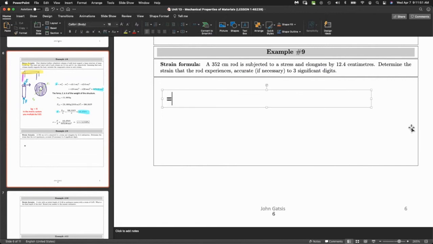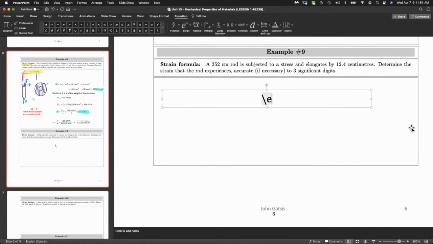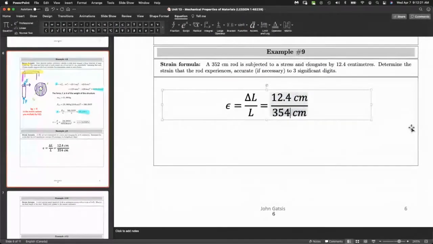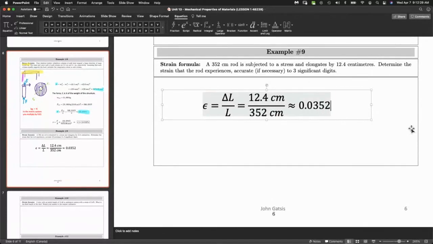So let's do the calculation. The Greek letter here is epsilon. That's the Greek letter for strain. You can just write the letter E if you're lazy, but I like to use the right letter. In this case, it elongated by 12.4 centimeters, whereas its original length is 352 centimeters. Can someone confirm the answer here? Did you get this? Please confirm in the chat.